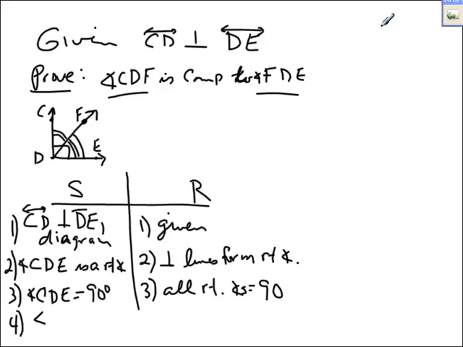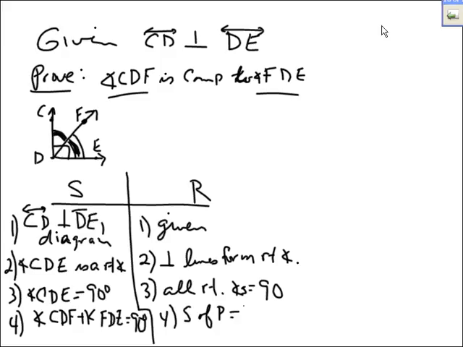Now, sum of the parts. Angle CDF plus angle FDE equals 90 degrees. I just added the two parts, this part plus this part. That gave me the whole 90-degree angle. Sum of parts equals the whole.